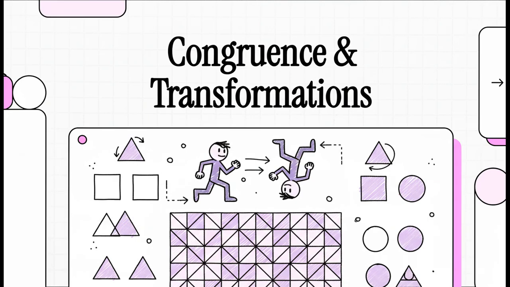Have you ever wondered how a character in a video game can run, jump, and flip all over the screen but still look exactly the same? Or how the pattern on a tiled floor just repeats perfectly? Well, that's not magic, it's geometry. Today, we are diving into the secret language of transformations, the rules that prove how shapes can be perfect copies of each other no matter where they end up.